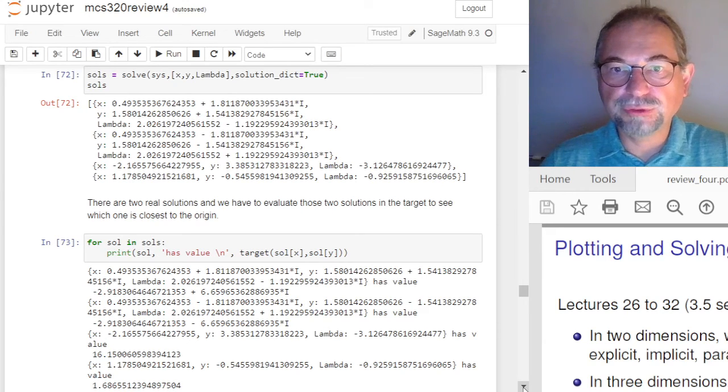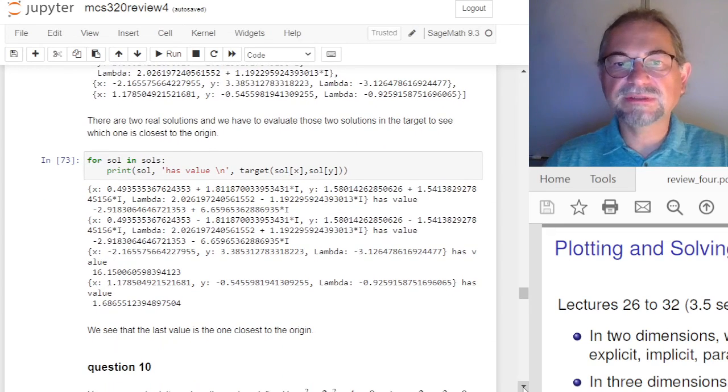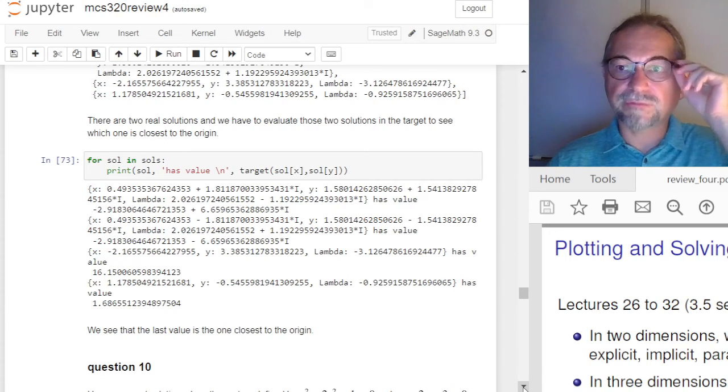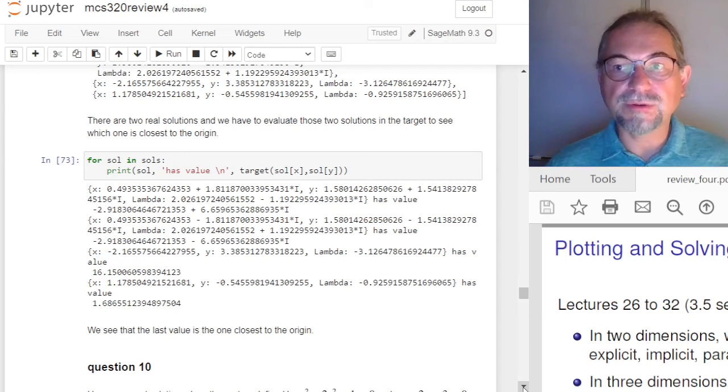We have two real solutions and we evaluate the target. You see that the last value is closest to the origin. So the answer to this problem is the last point, and you can read off the coordinates there; it lies on the curve and it lies closest to the origin. If you like, you can make a picture of the curve and then also put the point on that curve. So that would be the answer to the review question visualized.